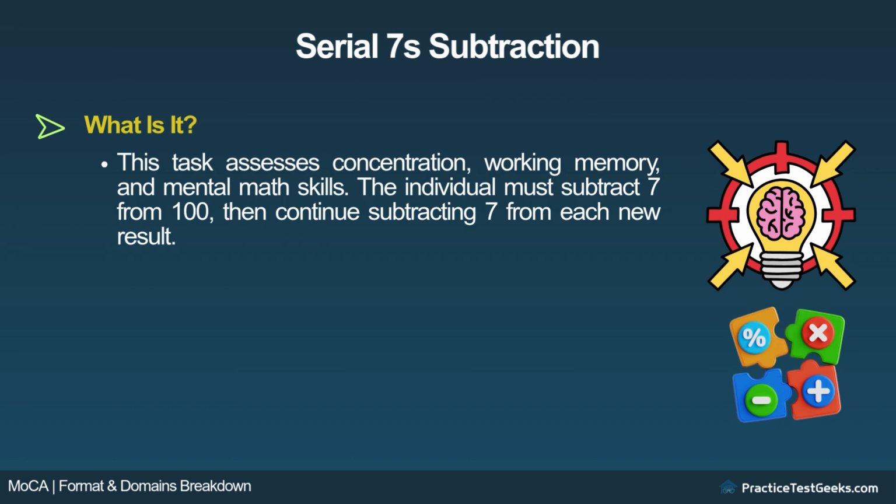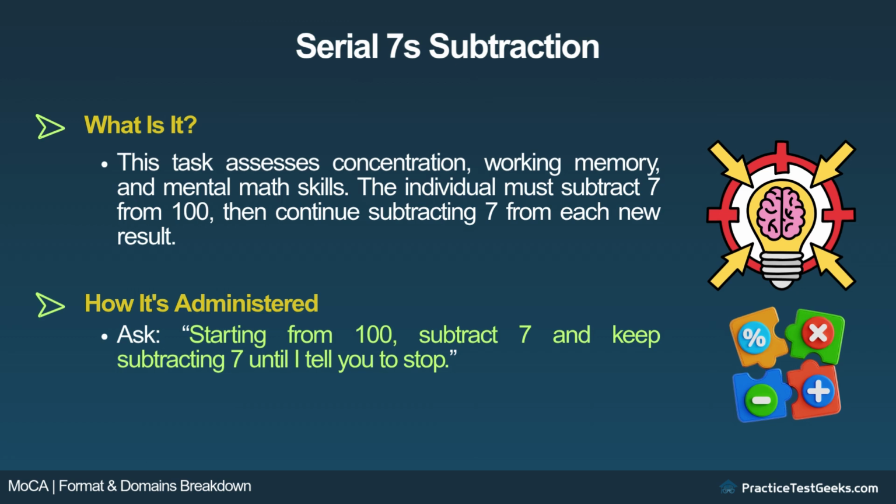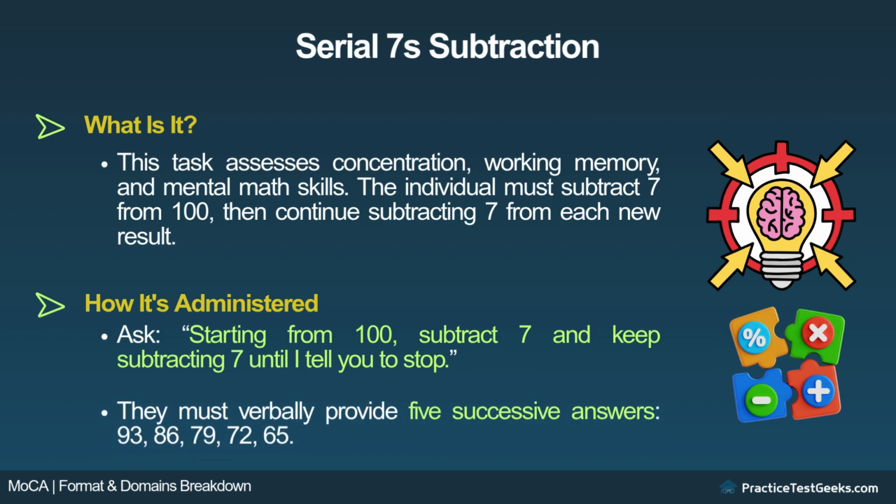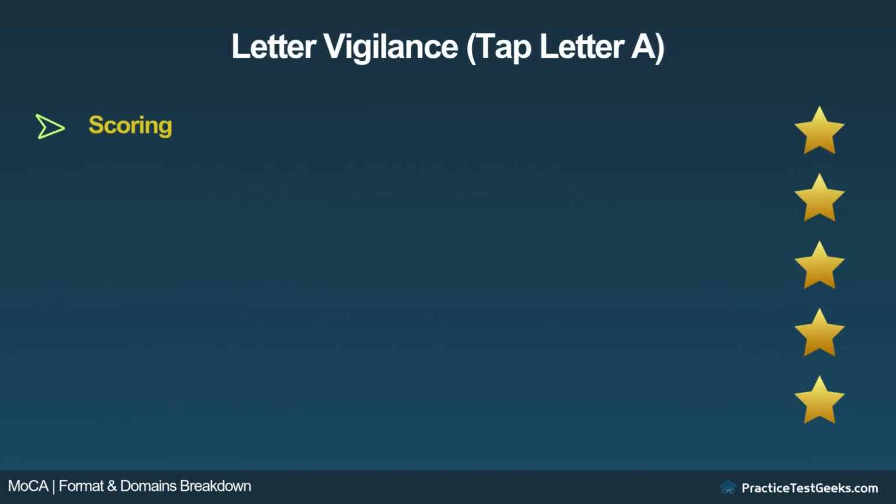The individual must subtract 7 from 100, then continue subtracting 7 from each new result. How it's administered? Ask, starting from 100, subtract 7, and keep subtracting 7 until I tell you to stop. They must verbally provide 5 successive answers: 93, 86, 79, 72, 65. Scoring. 3 points are awarded for a perfect performance. That means no mistakes, all 5 items correct.